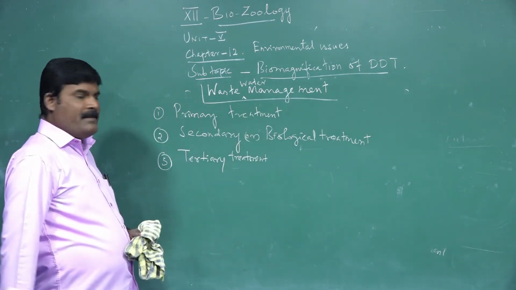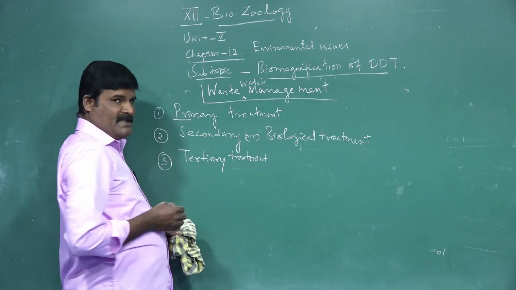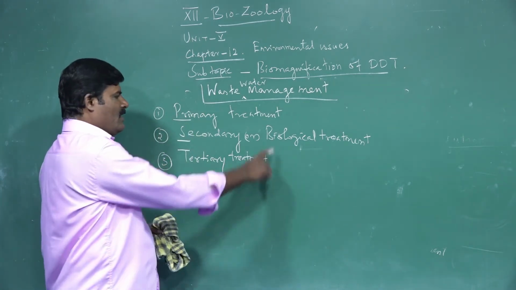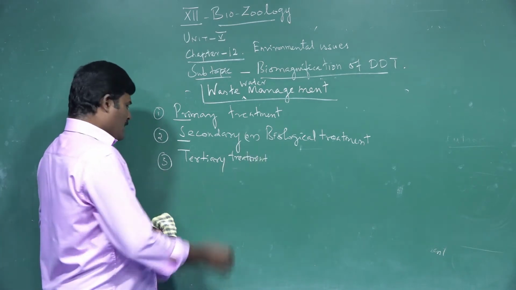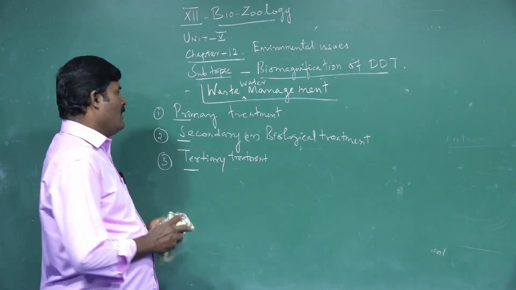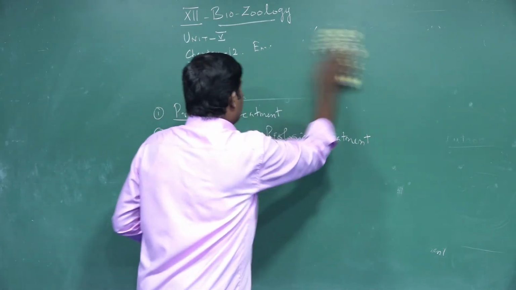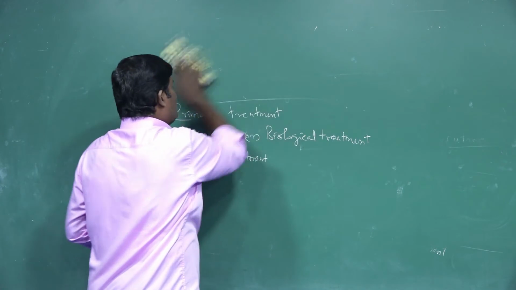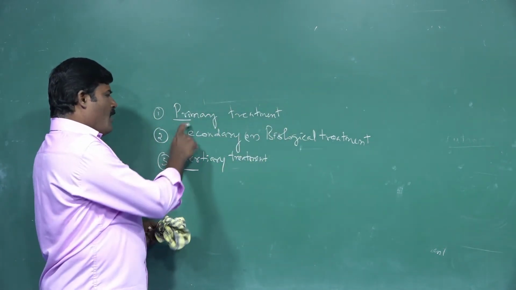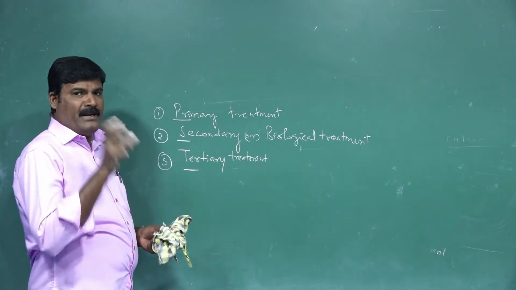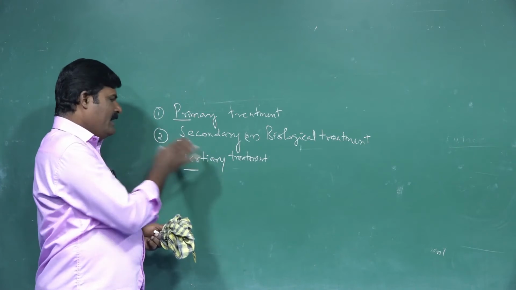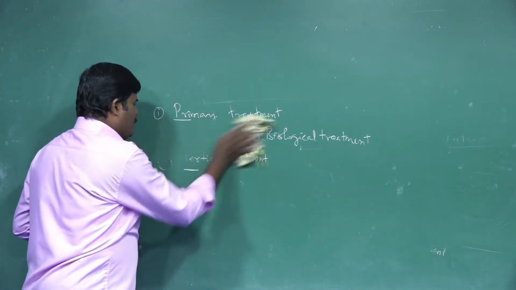So what are the 3 types? One is primary treatment, the first level. Secondary treatment is the second level, also called biological treatment. The third is tertiary treatment of the water. This is a very important 5-mark question. What are the components involved in primary treatment, secondary treatment, and tertiary treatment? So, the simple diagram.